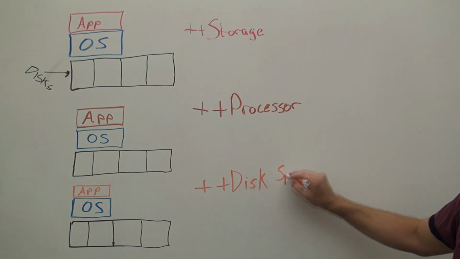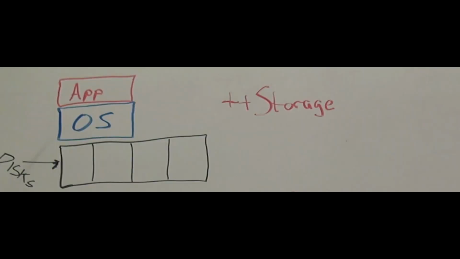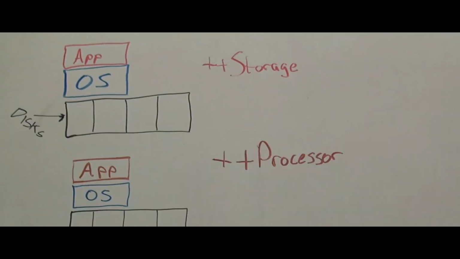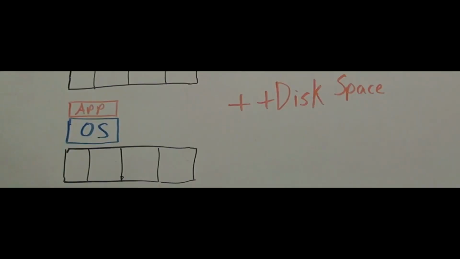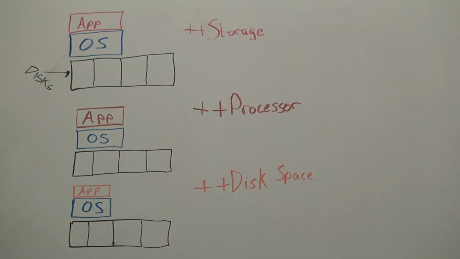So it's entirely possible that our top server maybe has way more storage than it needs. The middle server, perhaps it is using its storage well, but it has way more processing power than is actually needed. We can theorize that the bottom server perhaps has way more disk space than it actually needs. In all cases, we have wasted resources.